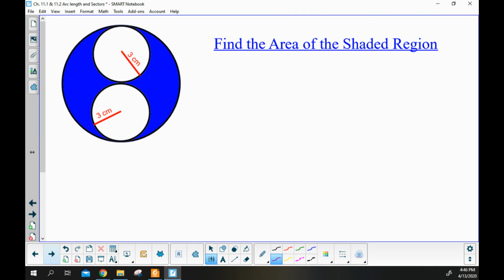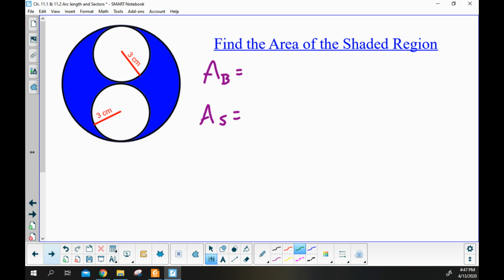And then I told you we're going to have more composite figures. So here we go, the last one here. Find the area of the shaded region. So now I got this big circle, and I have 2 smaller circles cut out of it. So think about it, guys. We need to find the area of the big and the area of the small. So I'm going to go area big circle, area small circle. And that's going to help us.